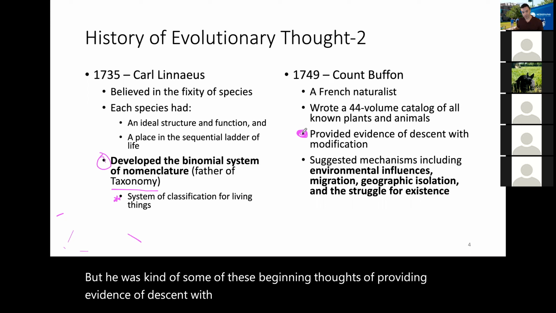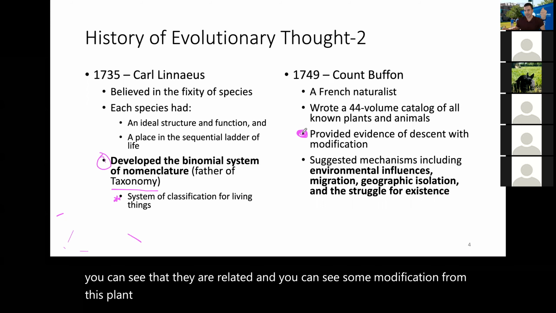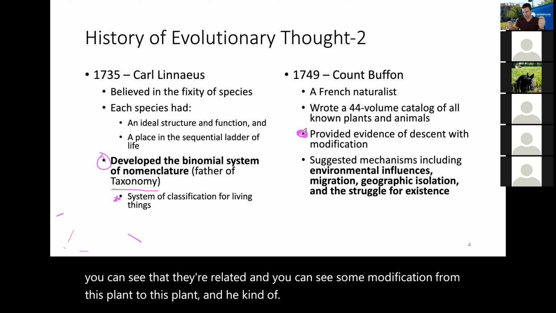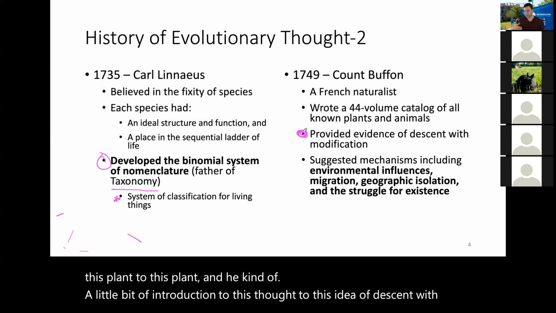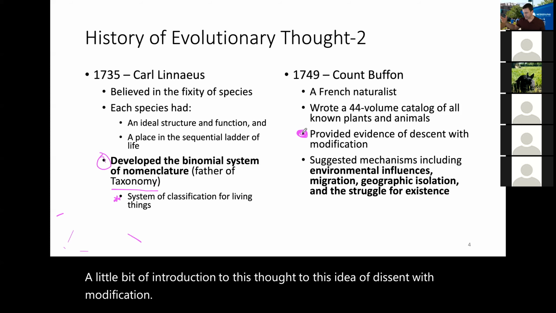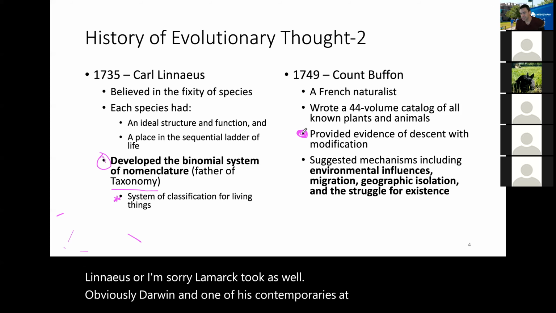Looking at various different plants, you can see that they're related, and you can see some modification from this plant to this plant. He gave a little bit of introduction to this idea of descent with modification, which Lamarck took as well. And obviously Darwin and one of his contemporaries at the time also did, descent with modification.